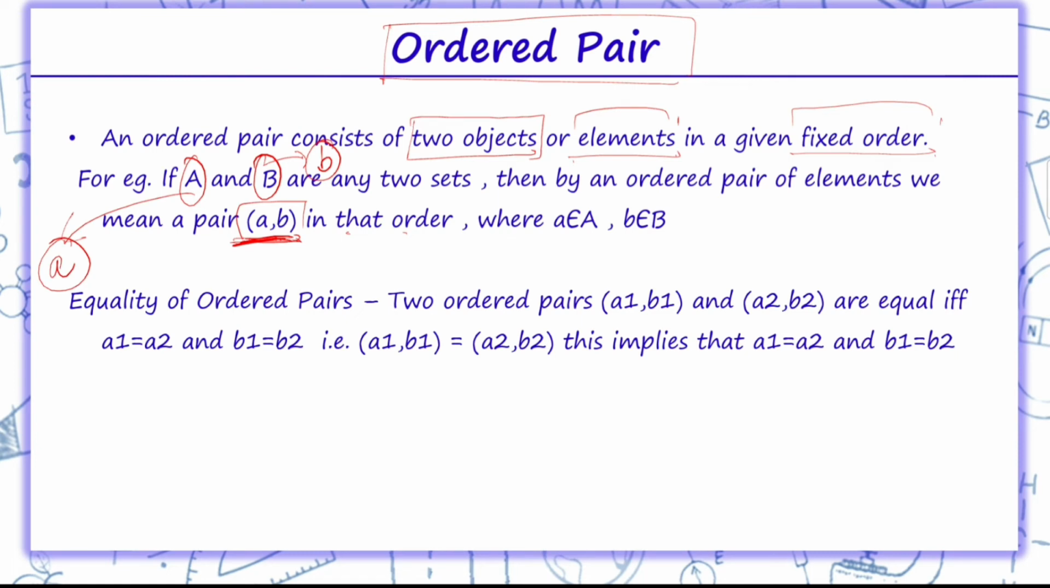For ordered pairs we also have equality of ordered pairs. Let's suppose we are provided with two ordered pairs (a1, b1) and (a2, b2). If these two ordered pairs are equal, this implies that a1 will be equal to a2 and b1 will be equal to b2.